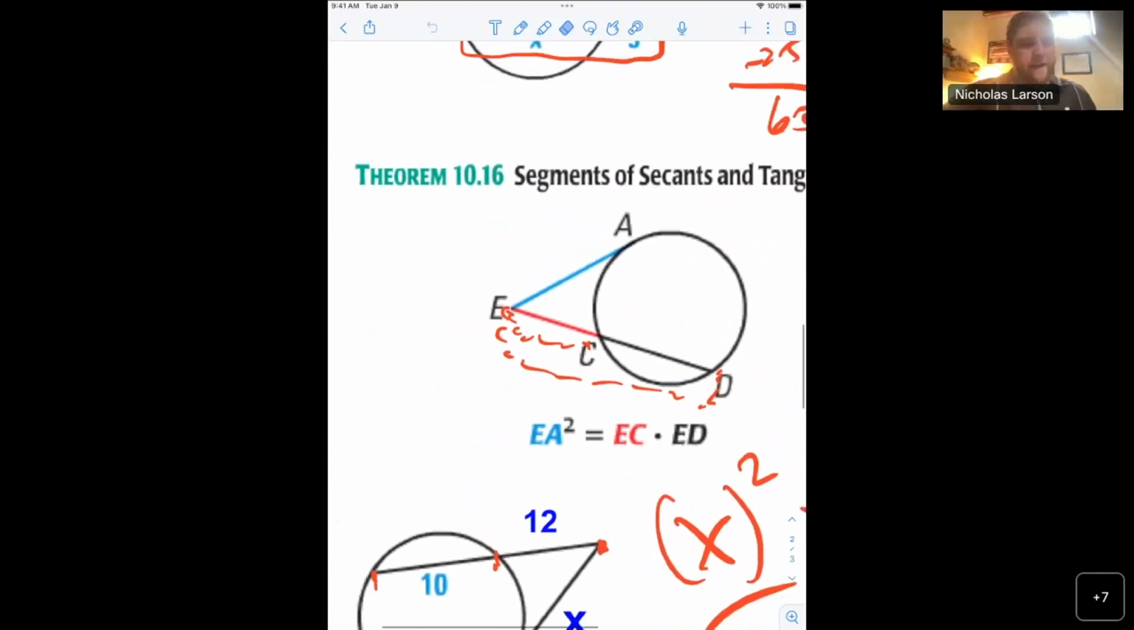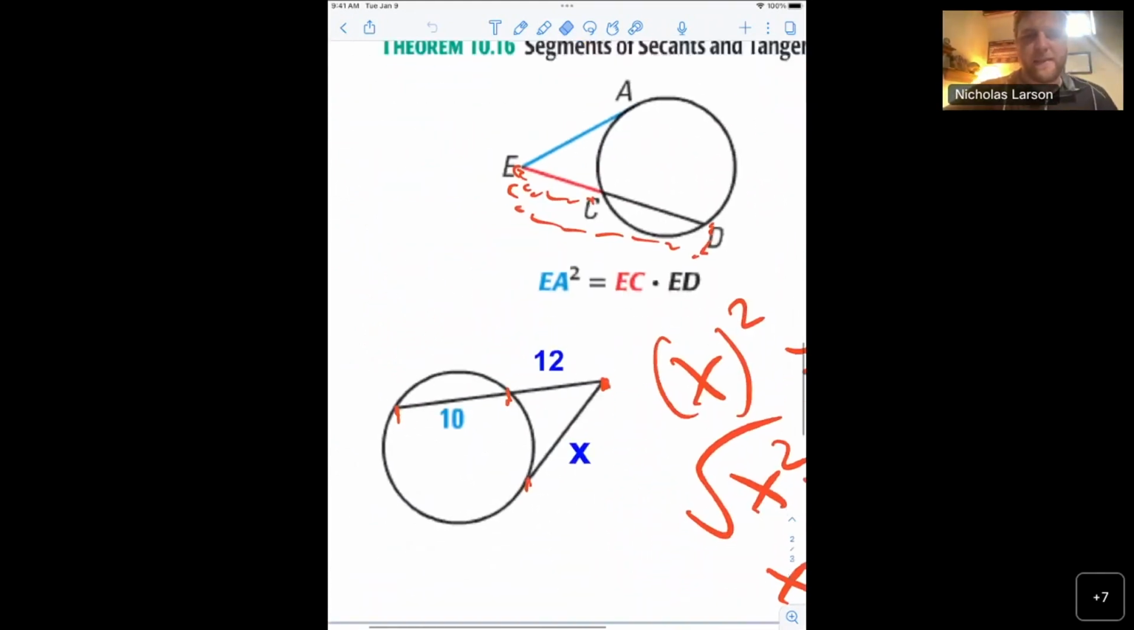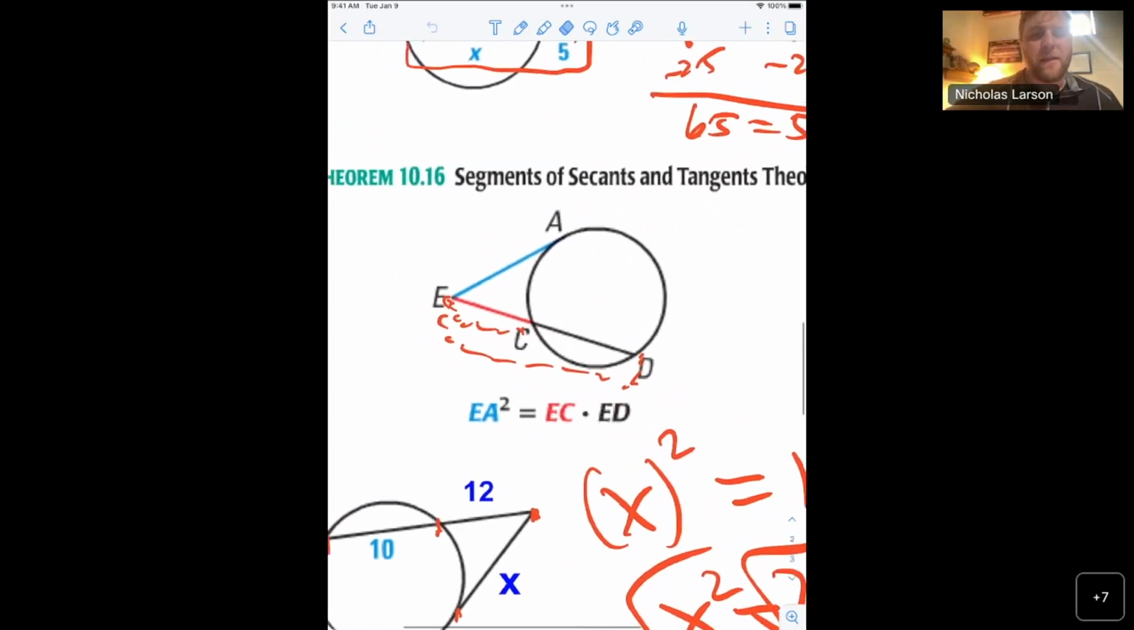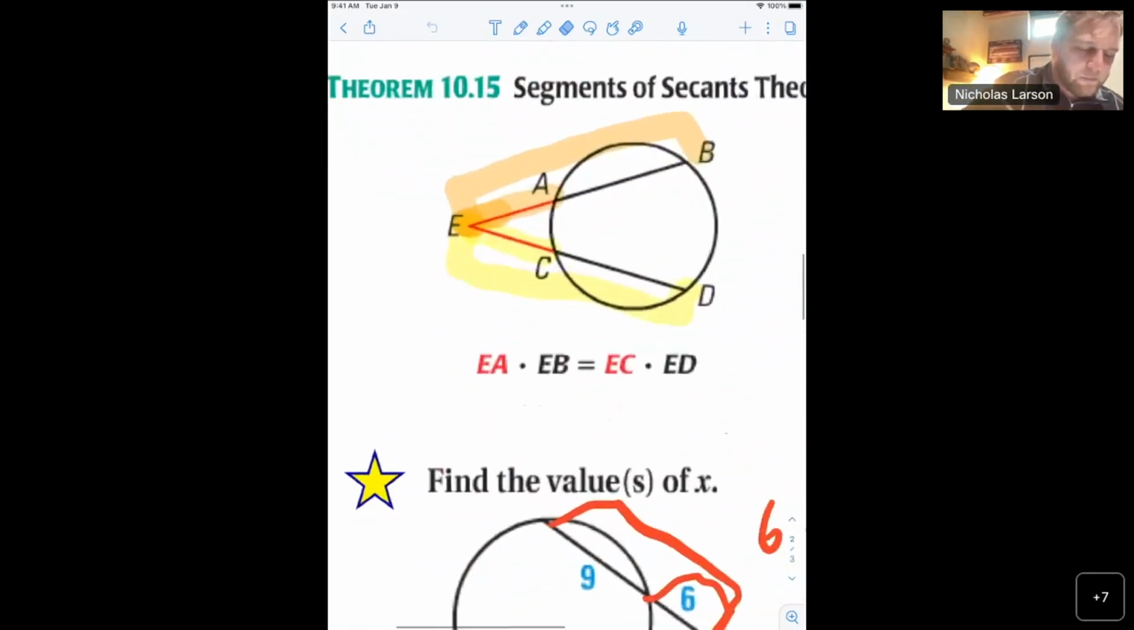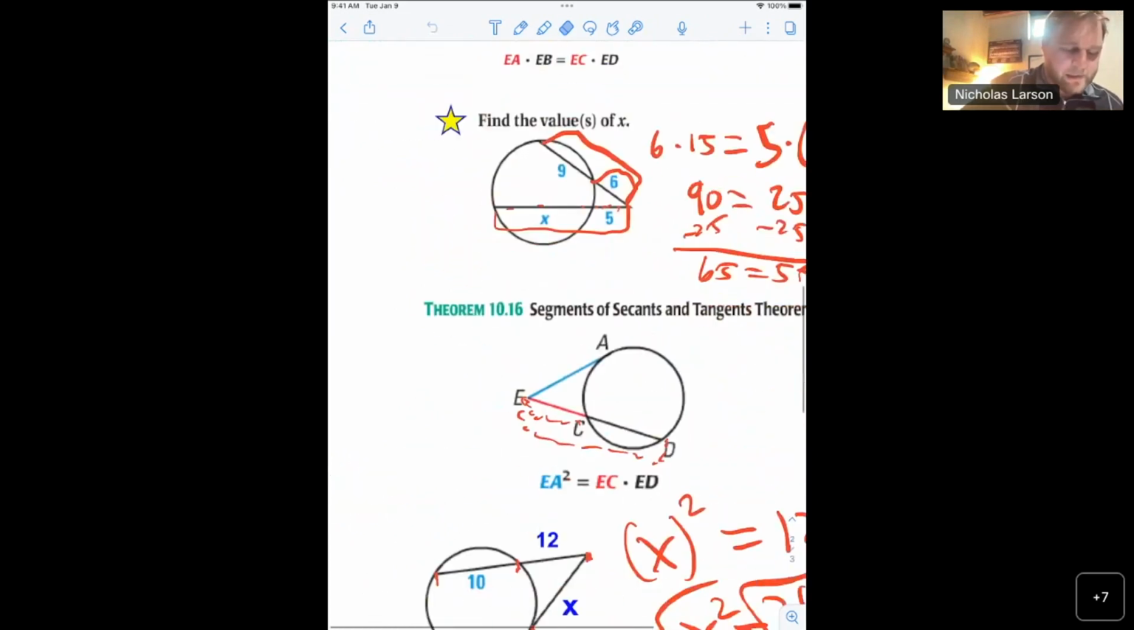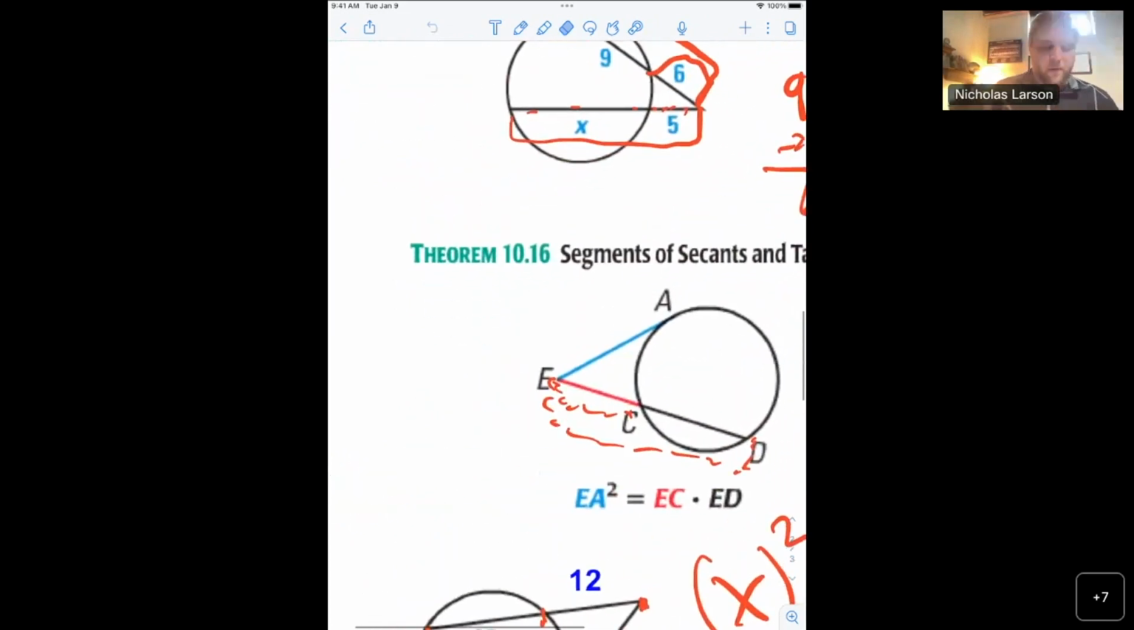And if I only have part of it, so again, I'm missing, this is a tangent, I'm missing part of it, I have a slightly different formula again, where I can say EA squared, so again, EA multiplied by EA equals EC times ED. So slightly different, where up here, we were multiplying by the two segments. This time we only have one, but we can go ahead and square it.